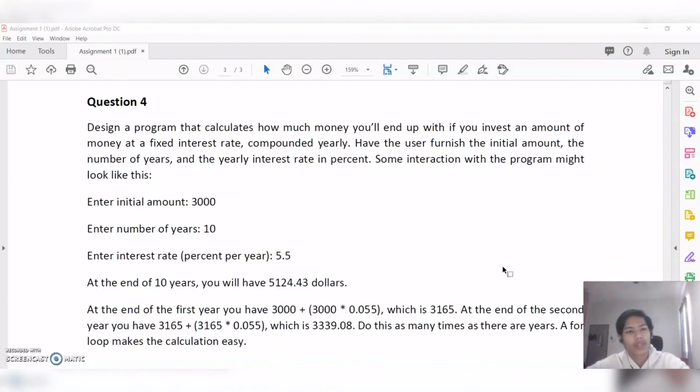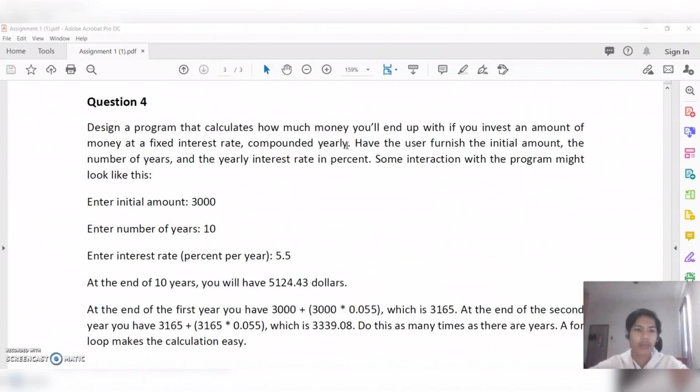Today we will be discussing question 4 from our assignment 1. So, this question asks us to design a program that calculates how much money we will end up with if we invest an amount of money at fixed interest rate, compounded yearly.